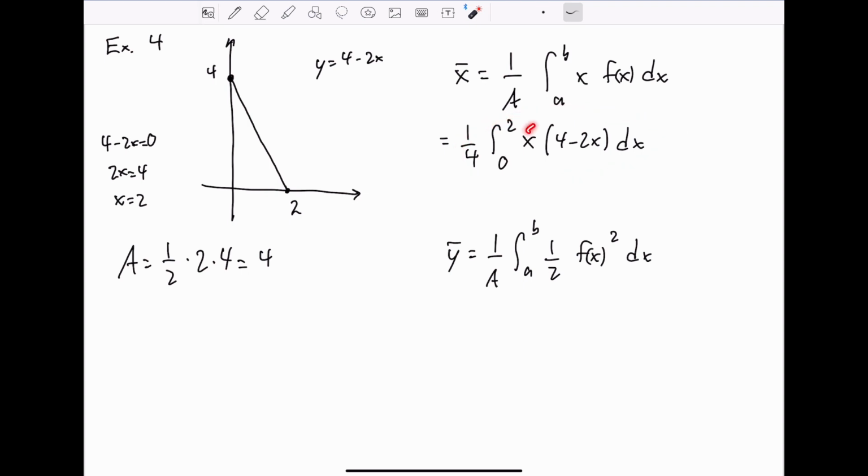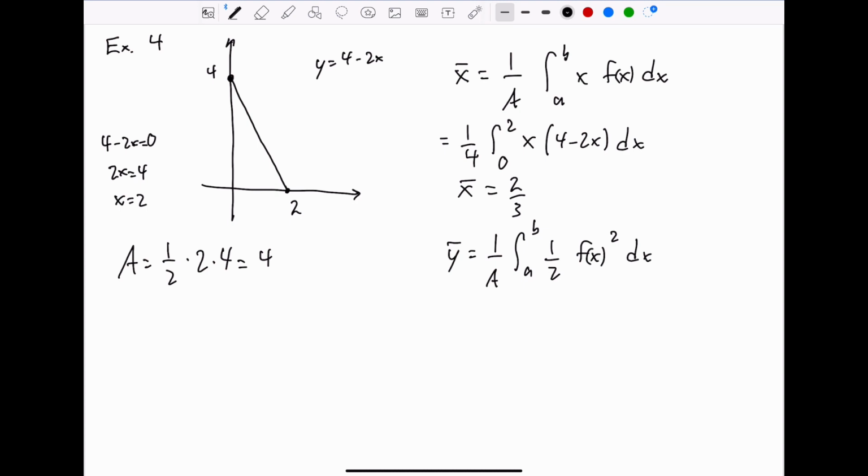You want to start by distributing the x through to both these terms, take antiderivatives, plug in the upper and lower limit, find the difference, and you'll get a number for this expression here. So pause the video, take a moment just for practice, and evaluate that integral. If you solve this integral and then multiply by 1/4, you will have an answer of 2/3. So 2/3 is the x component for the centroid, or the center of mass.